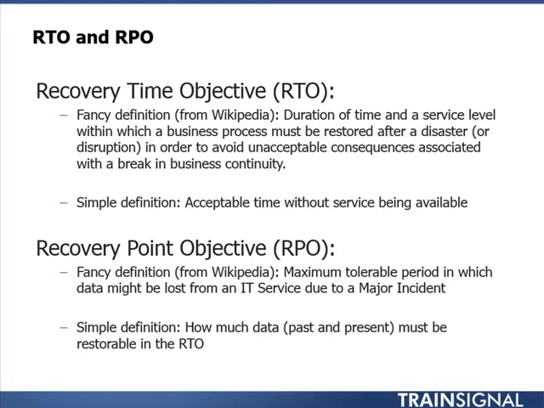Now, the other piece to the puzzle is the recovery point objective, the RPO. The fancy definition from Wikipedia is the maximum tolerable period in which data might be lost from an IT service due to a major incident. The simple definition is how much data, past and present, must be restorable in the RTO.